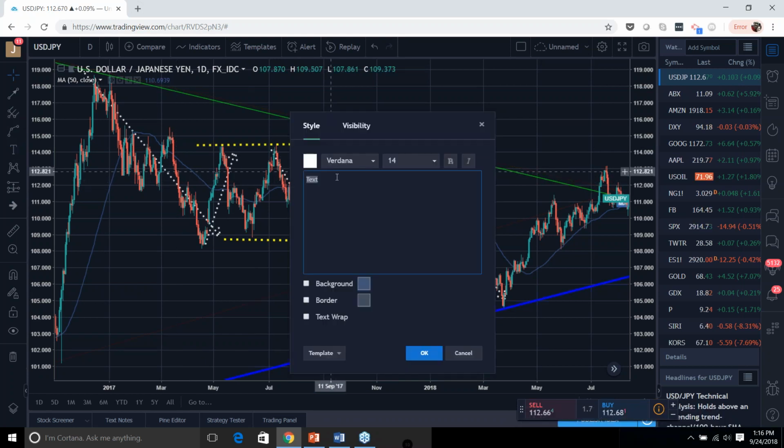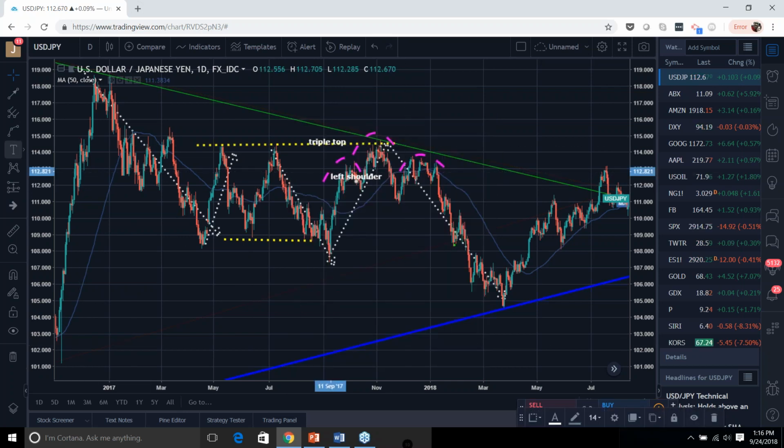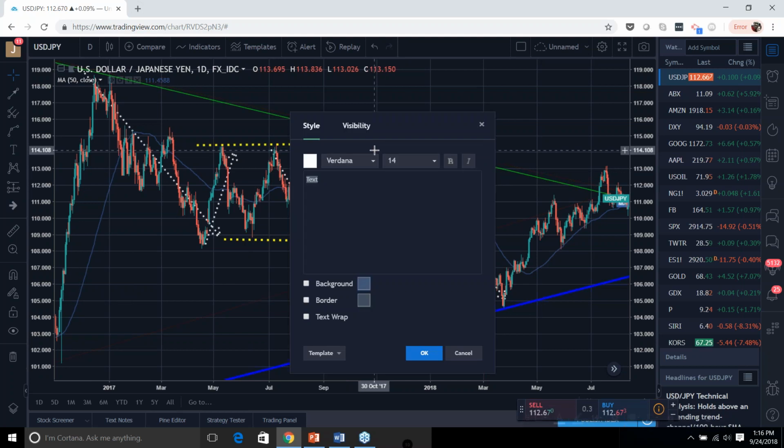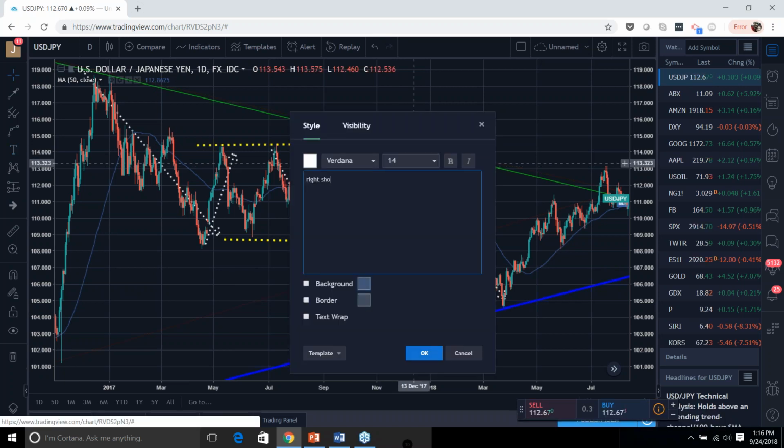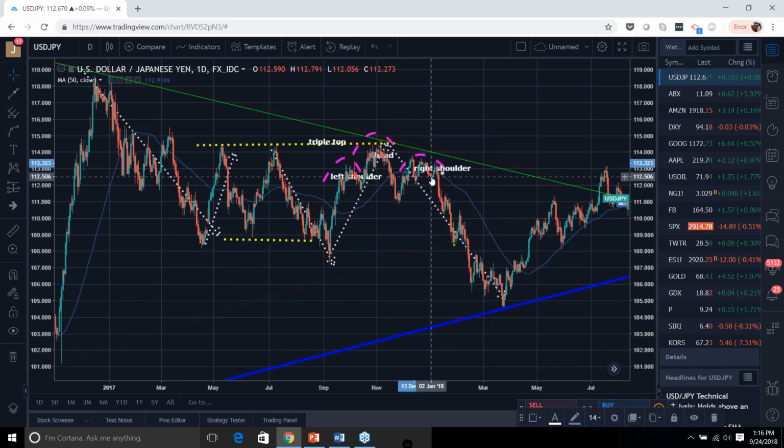Start writing in some text here. Left shoulder, head and the right shoulder. And again, this is really set up as you wedge against this trend line here. Come into a trend line, you would expect to find resistance at the trend line.